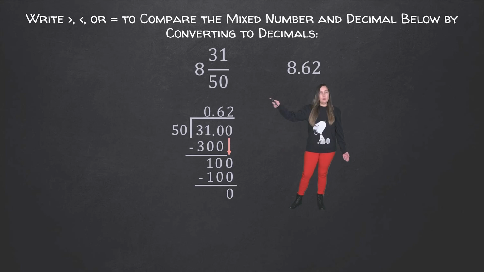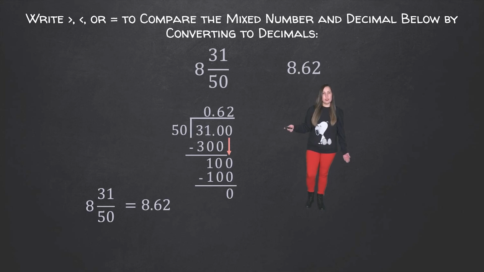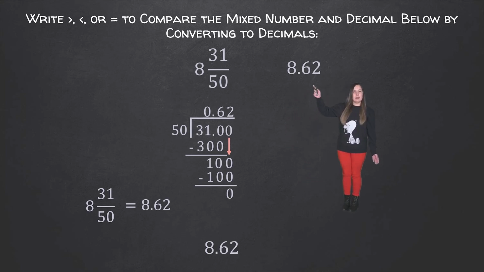So 31 over 50 is equal to 62/100. So 8 and 31 over 50 is equal to 8 and 62/100. So we're going to write that down there. And then we're going to take 8 and 62/100 here, bring it down. Notice how they are exactly the same, meaning they are equivalent, which means that 8 and 31 over 50 is equal to 8 and 62/100.